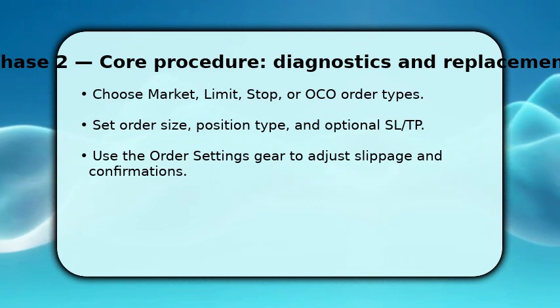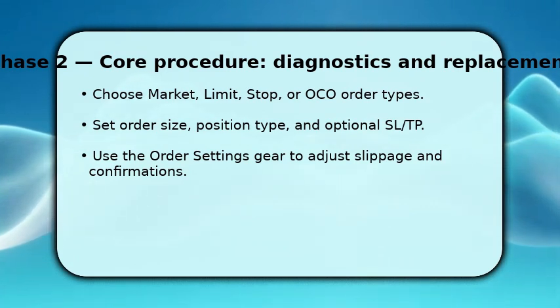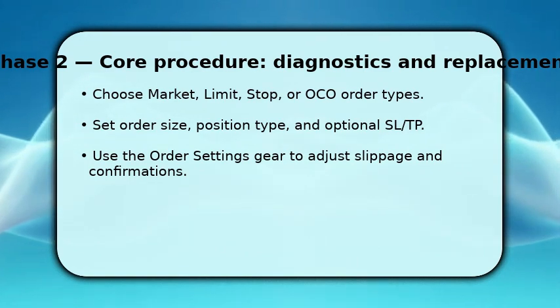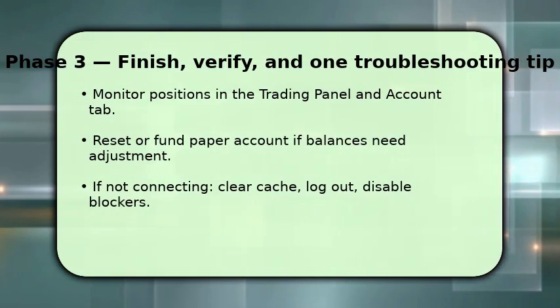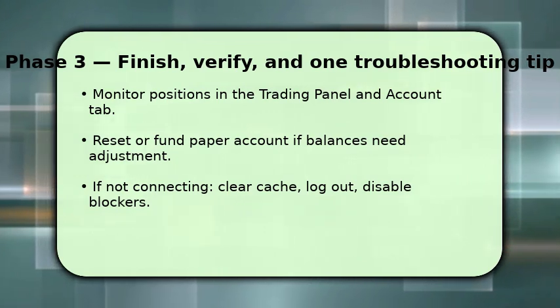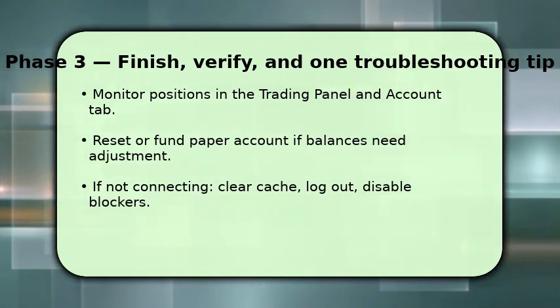This level of control mirrors live conditions, so you learn execution nuances and how different order types behave under price movement. After placing trades, monitor them in the trading panel and the account tab. You can view P&L, filled orders, and trade history to review performance.